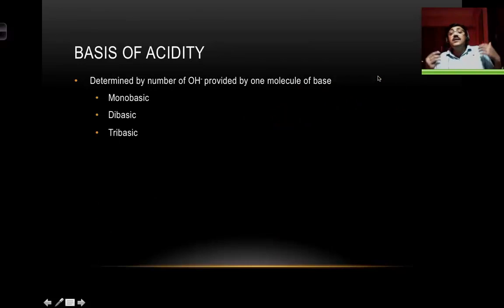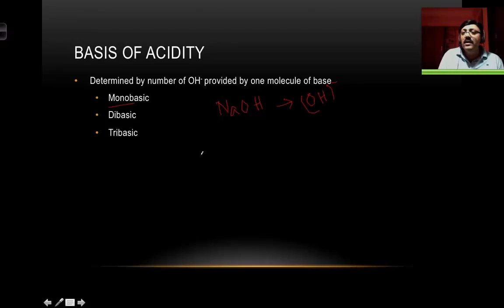Now, what about bases based on the acidity? Acidity is totally based on the number of hydroxyl ions provided by each molecule of a base, right? Now, let us look at sodium hydroxide. It can only give one hydroxyl ion, and so it is monobasic. Similarly, KOH, potassium hydroxide, has only one hydroxyl ion, so again, it is monobasic, right?